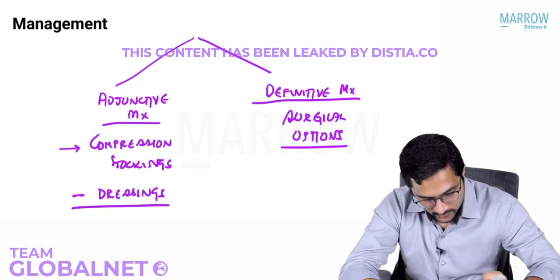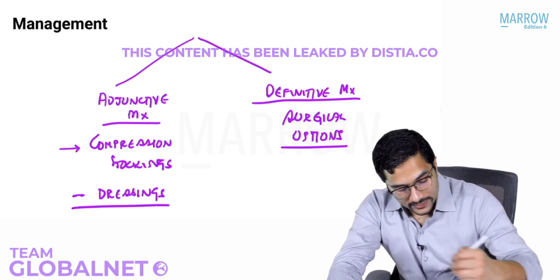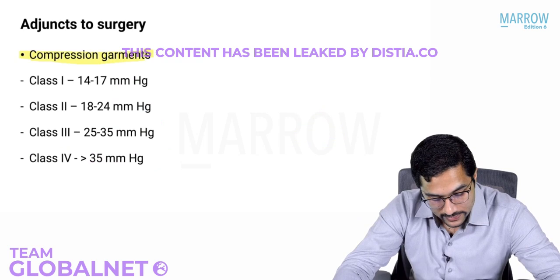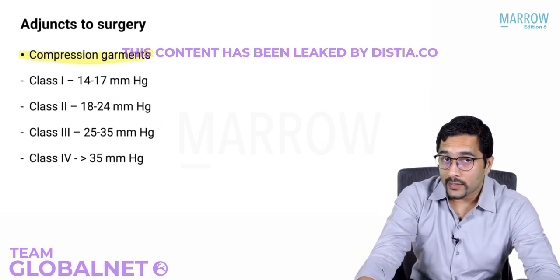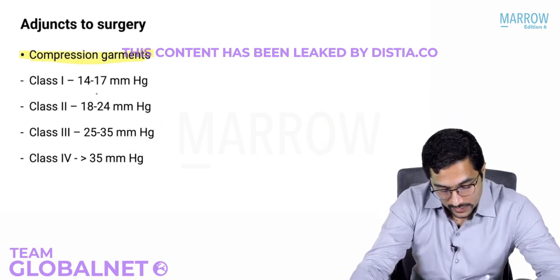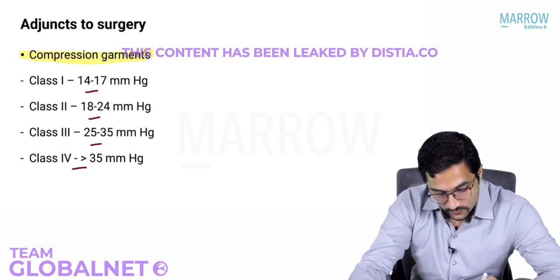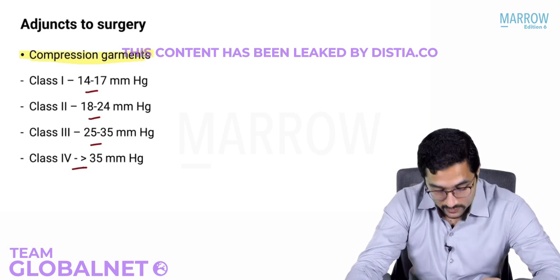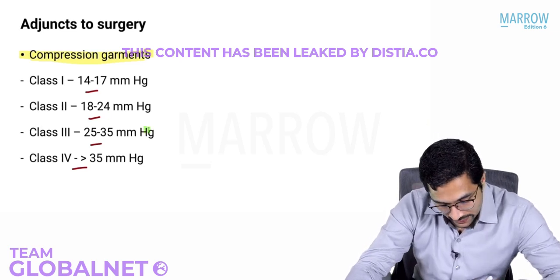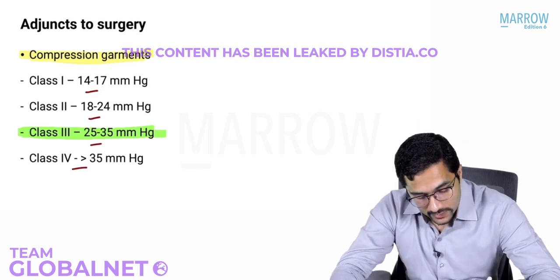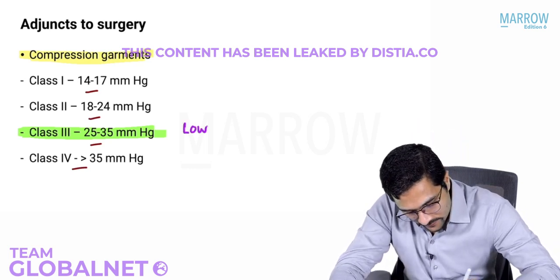And we have to carry out dressings as well. Now, the adjuncts to the surgery are compression garments, and you should know that Class 1 compression garments are 14 to 17 millimeters of mercury, Class 2 are 18 to 24, Class 3 are 28 to 35, and Class 4 are more than 35 millimeters of mercury. In patients with varicose veins, we usually use Class 3 compression garments, but there is low compliance.